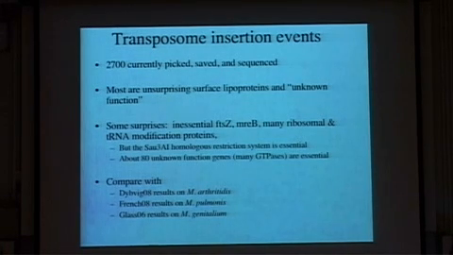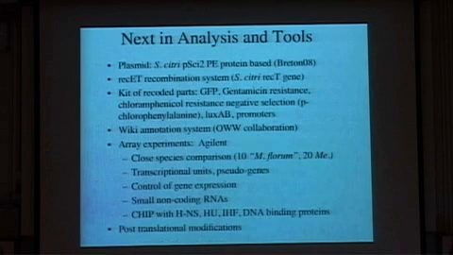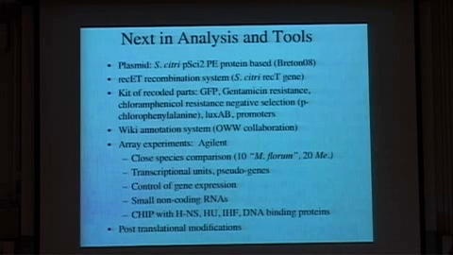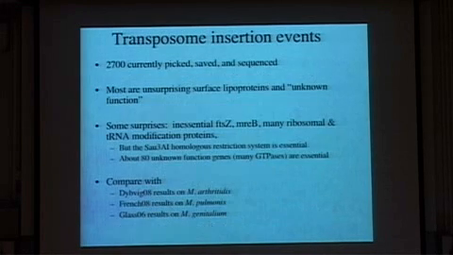Many of the ribosomal proteins, many of the ribosomal modification proteins, the ones that add methyl groups or sulfhydryl groups or decorate the ribosomal RNA in some way, those are not essential. Many of the tRNA modification enzymes are not essential. Some of them are, but many of them are not. And so this set of surprises also includes some things that I still don't understand.